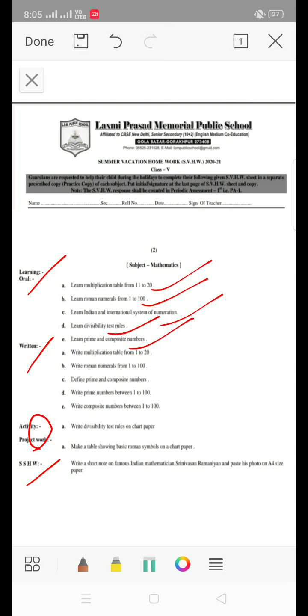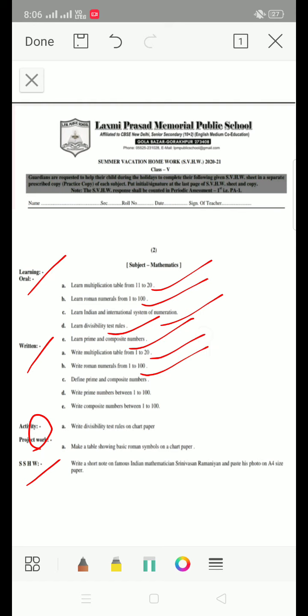Our next section of homework is written work section. This written work section homework must be completed in your PC copy of mathematics in good handwriting. In this section also you have been given 5 written assignments. The first one is write multiplication table from 1 to 20. The second one is write Roman numerals from 1 to 100.